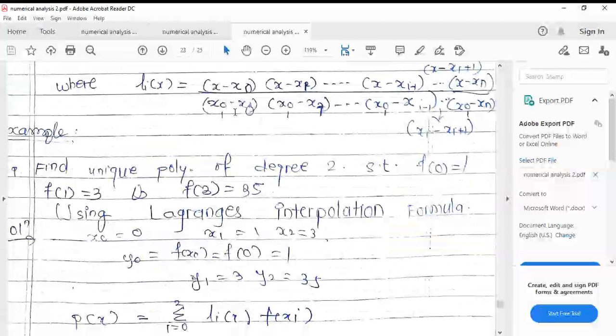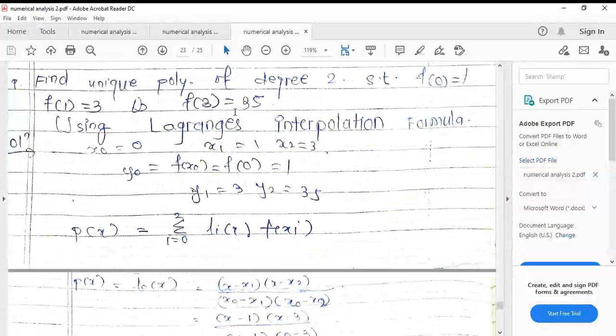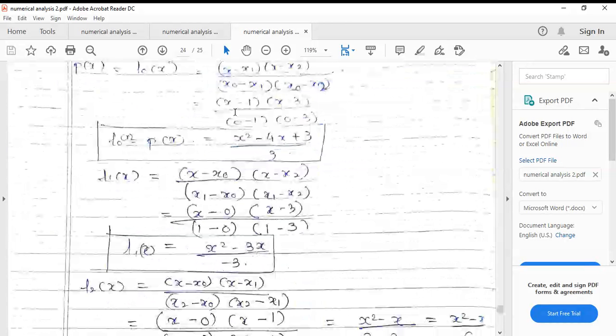And even in the last lecture, I solved one example: suppose we are provided with n plus one values, then we will get a polynomial of degree n. So, this is the way of finding the polynomial.